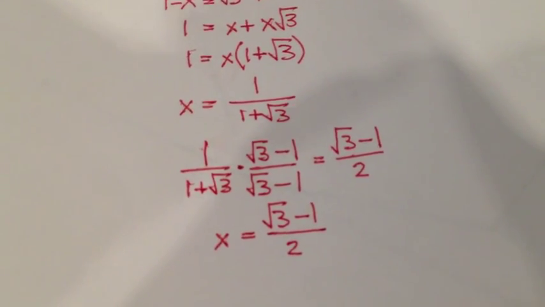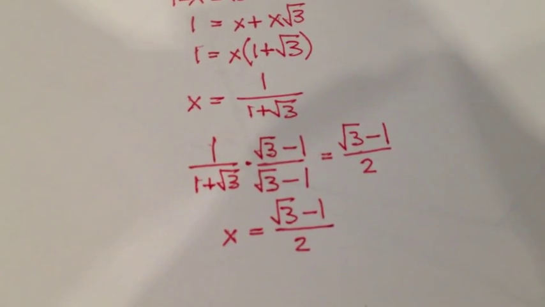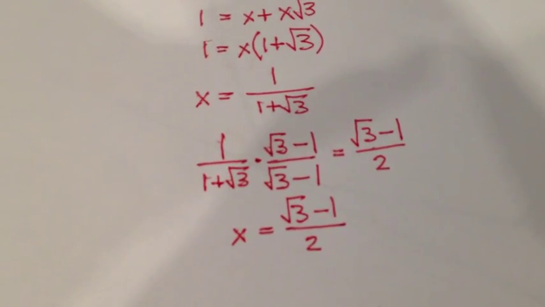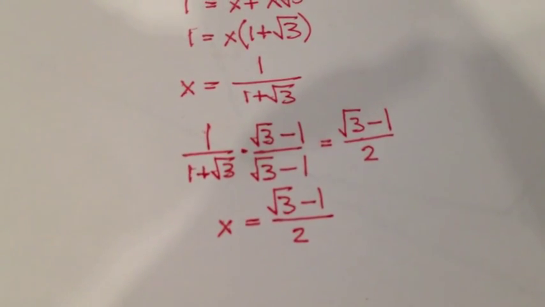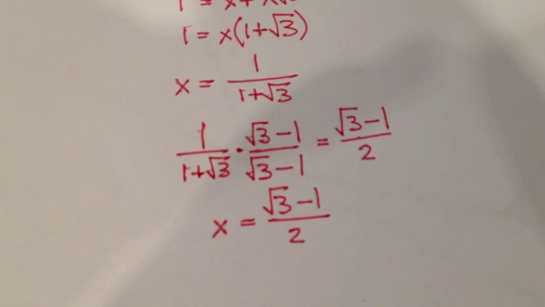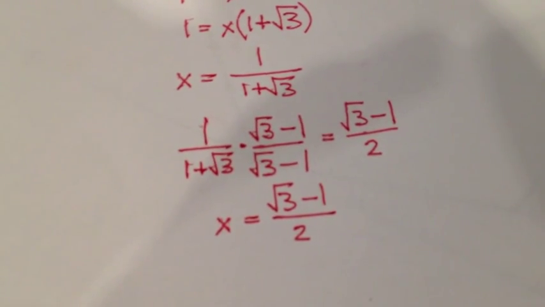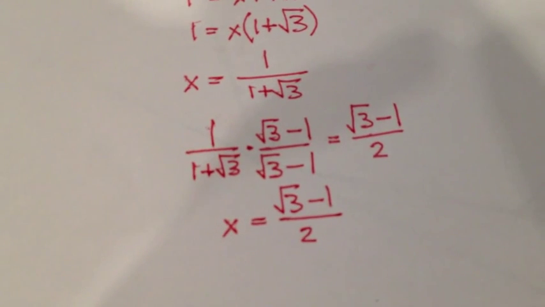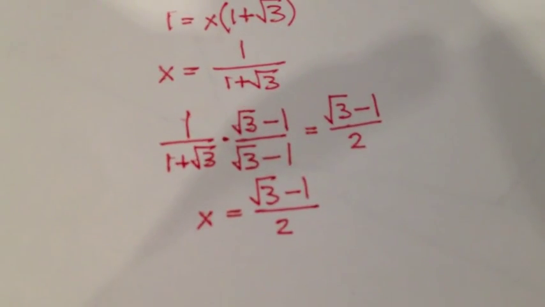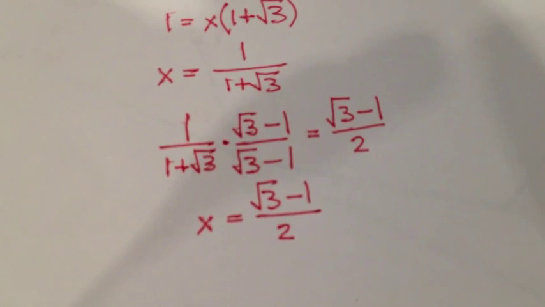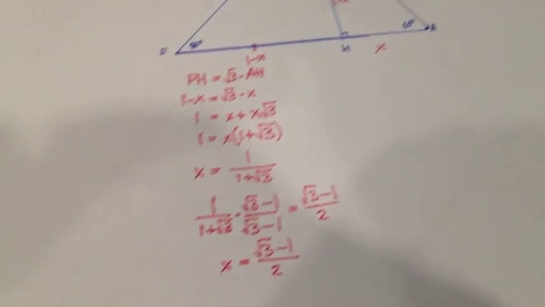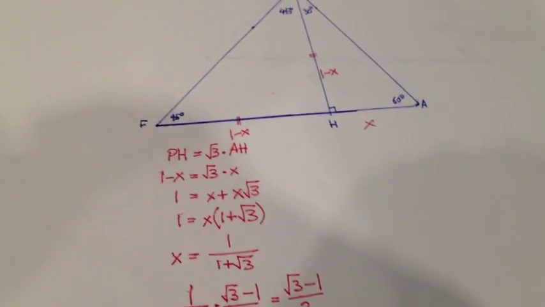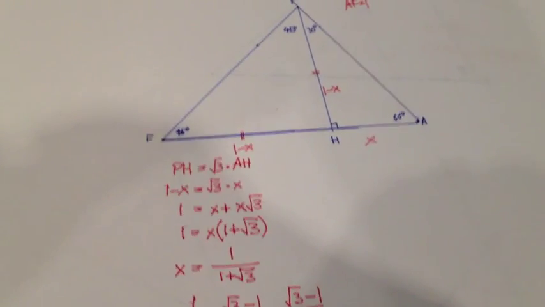We want to rationalize the denominator so that our value for x looks neater, plus it'll be easier to do our calculations with a rationalized denominator. So I multiplied by the conjugate, which is root 3 minus 1, and basically I'm using the difference of squares to rationalize the denominator, and here I get that x is equal to root 3 minus 1 over 2. So we know that AH is equal to root 3 minus 1 over 2.